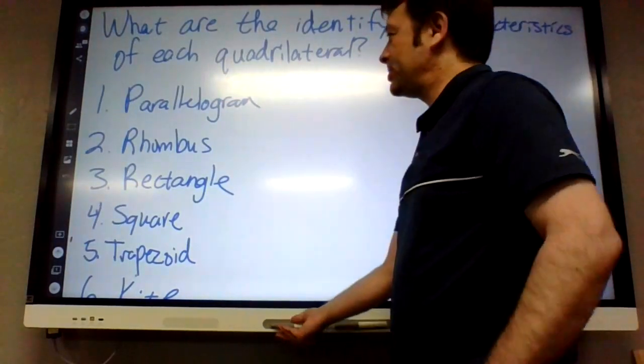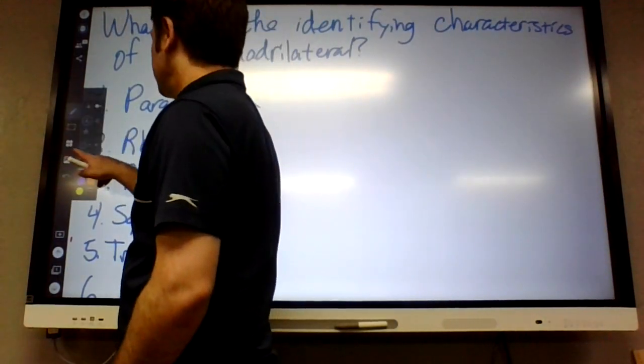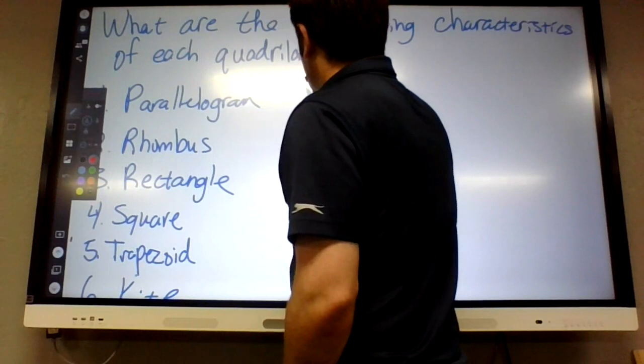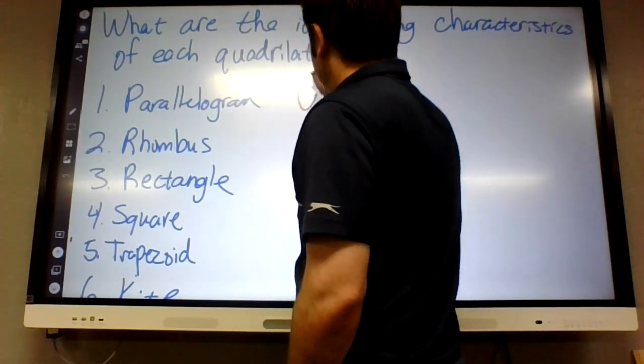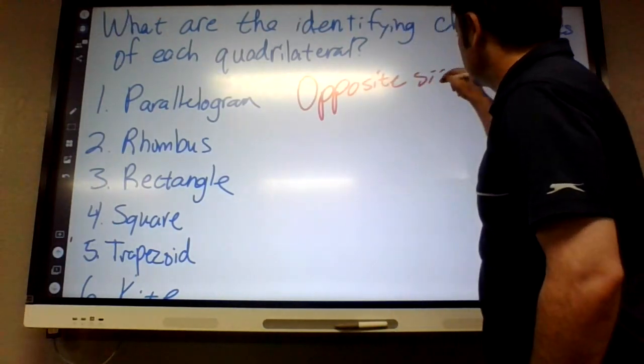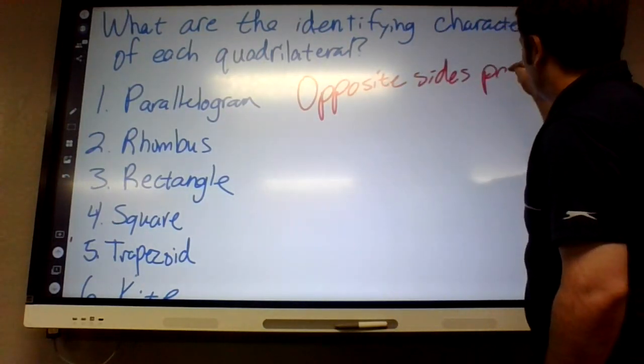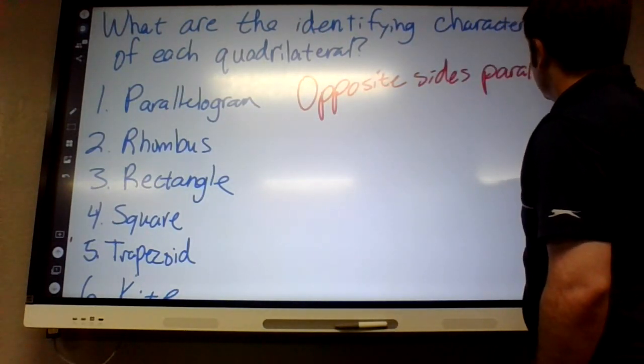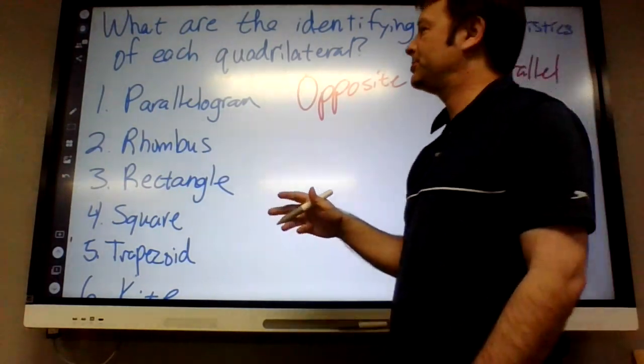Okay, so what makes a parallelogram a parallelogram? Two pairs of parallel sides. Or I'll just say opposite sides parallel. Are we going to have to write this out? I think it's matching, probably. I think those two lines are matching.